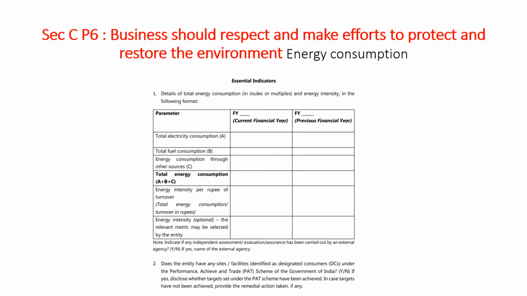electricity, fuel, other sources, energy intensity per rupee of turnover, energy intensity relevant metric selected for your company for the current year and previous financial year. Does the entity have sites or facilities identified as designated consumers under the Perform, Achieve and Trade scheme of the Government of India? So if you are part of that scheme, you will have to provide details here.